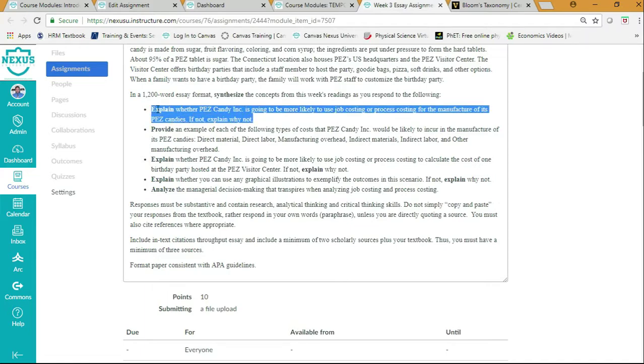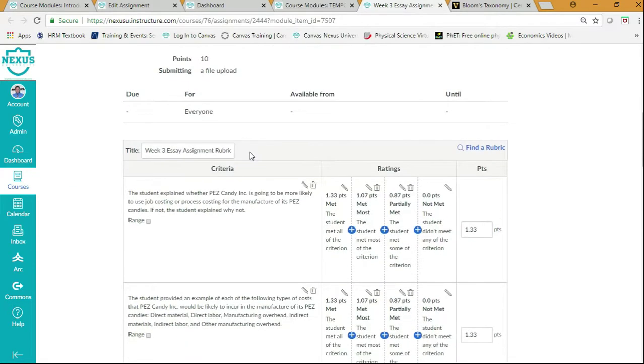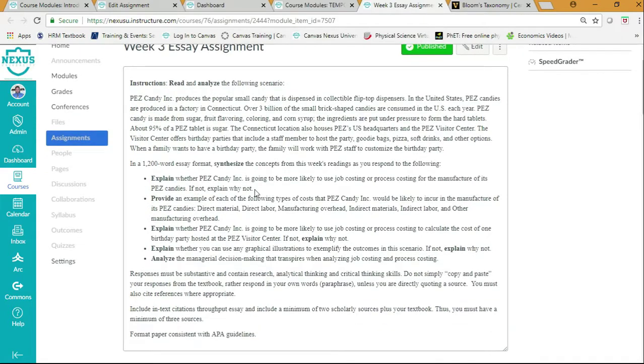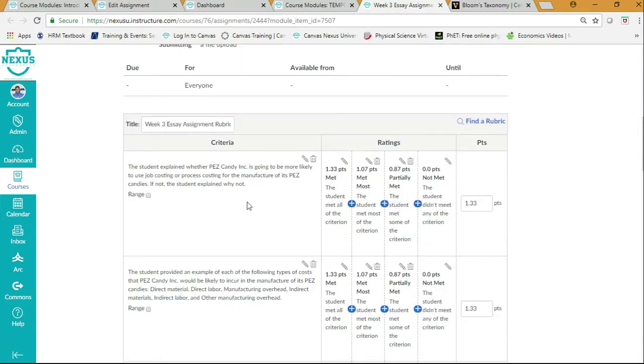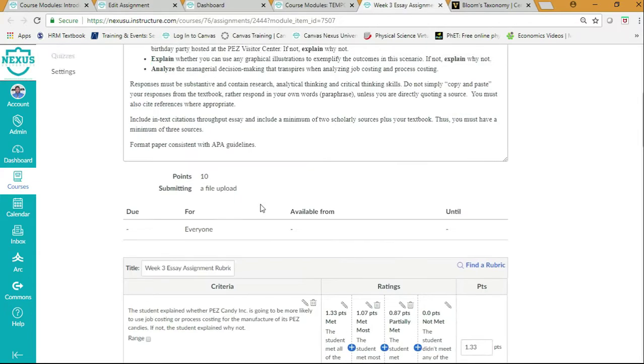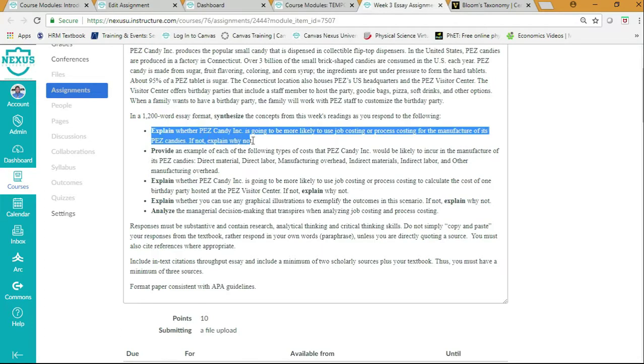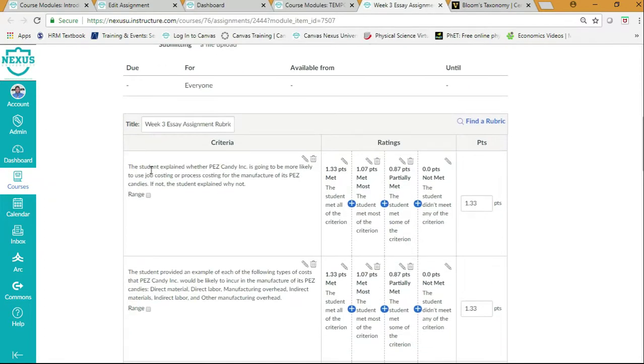So I'm going to copy and paste that criteria into a rubric. And as you can see, I've already done that. Here it says the student explains whether PEZ Candy Incorporated is going to be more likely to use job costing or process costing for the manufacture of its PEZ candies. If not, the student explains why not. So I actually took this criteria and transformed it into a criterion for the rubric.